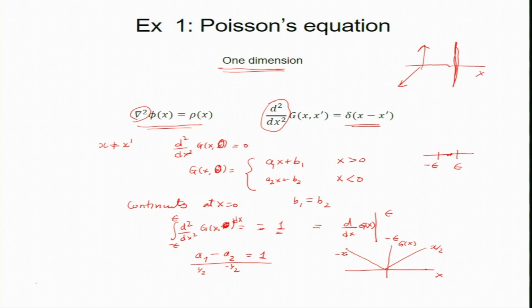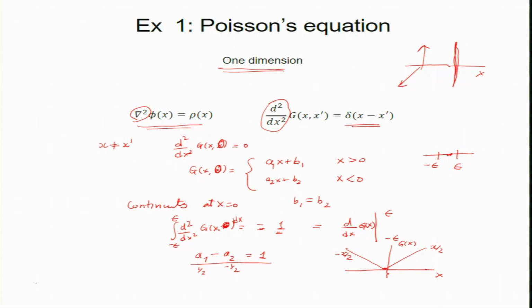So, minus x by 2, and the change in slope is half minus minus half, which is 1. So, this is my function. Well, we are assuming it goes to infinity, and my charge is sitting here.